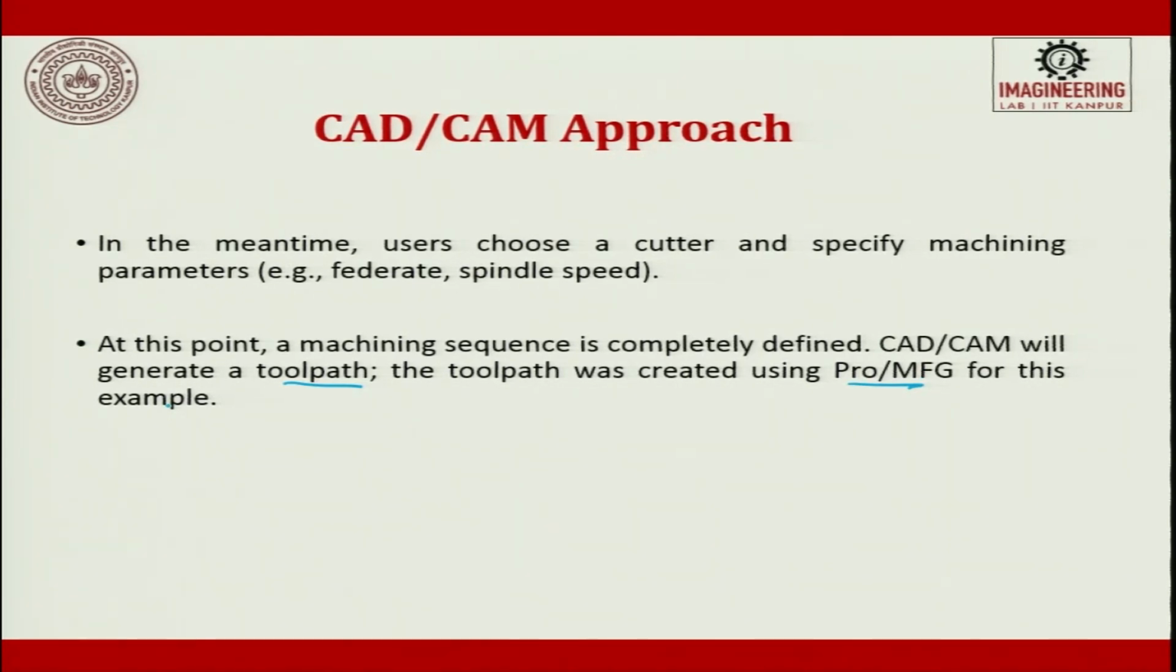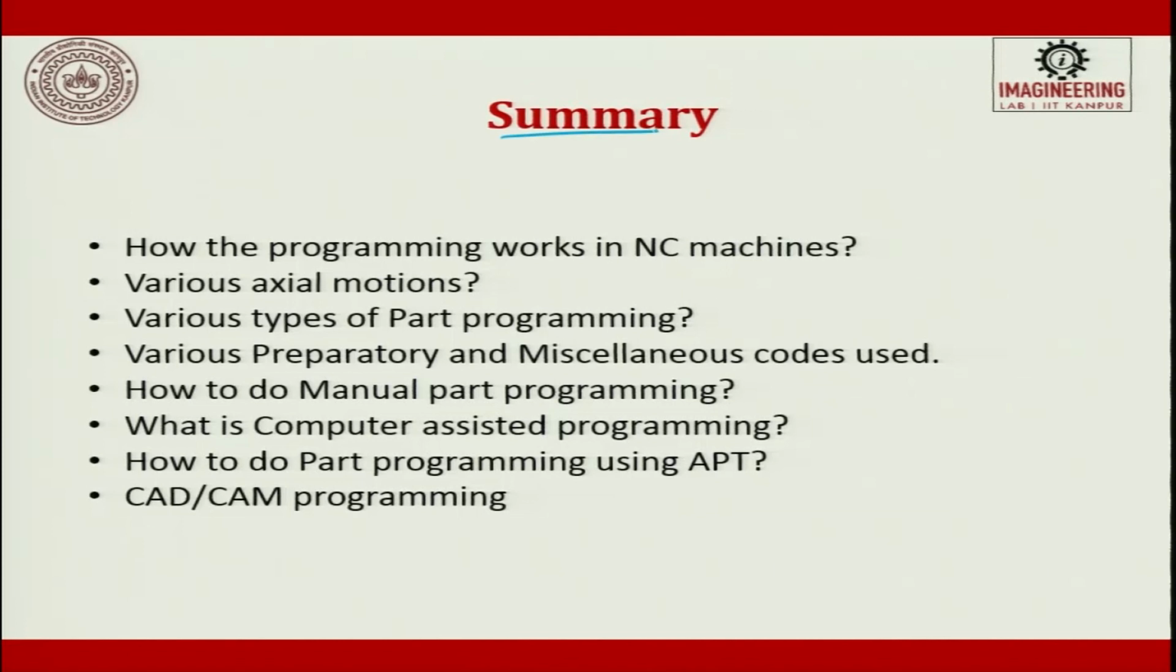To summarize, what we saw in this lecture is how programming works in an NC machine, what the various axis motions are, what the different types of part programming are, then various preparatory and G codes, how to use manual and part programming, what computer assisted programming is, how part programming uses APT, which is English based code, and CAD/CAM programming where we will see a simulation.